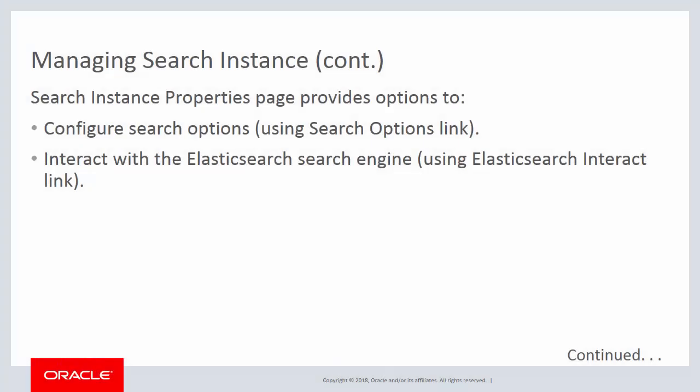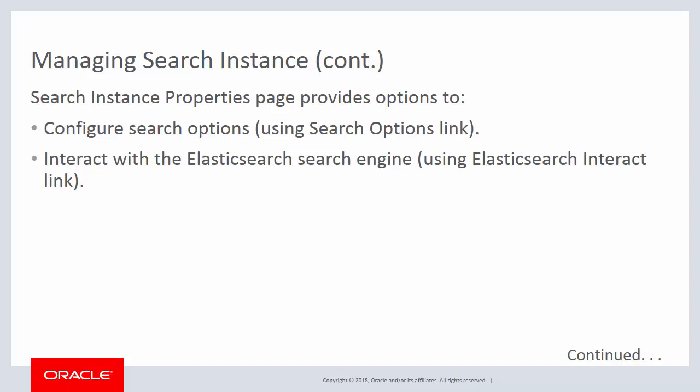The Search Instance Properties page contains information related to the search engine provider, callback properties, etc. In addition to these, the Search Instance Properties page also enables you to configure certain options that are based on a search instance. For example, you can configure search options or interact with Elasticsearch search engine. The search options page is used to set global settings which are associated with a search instance.